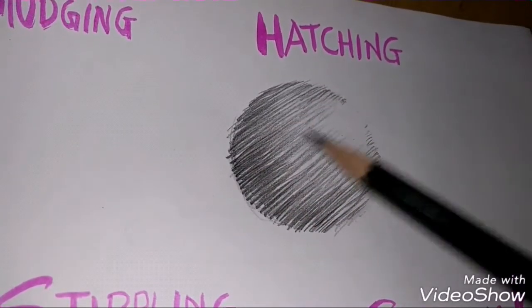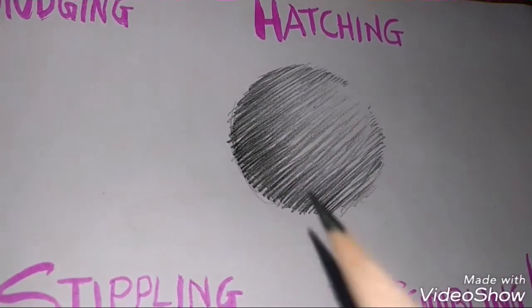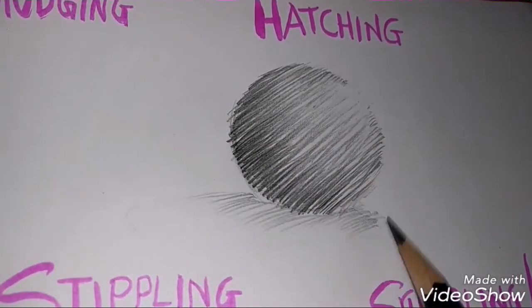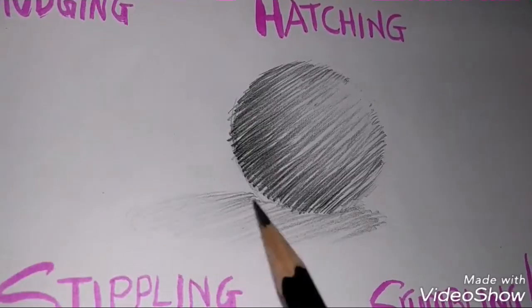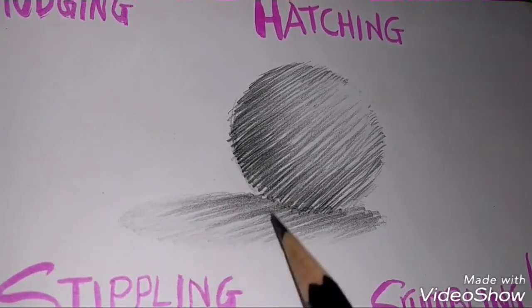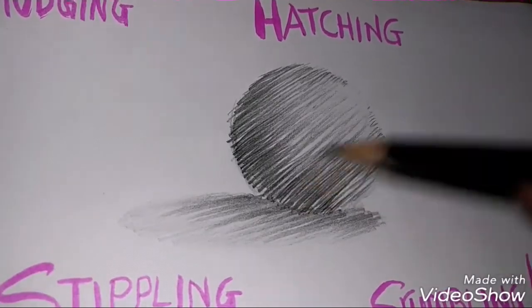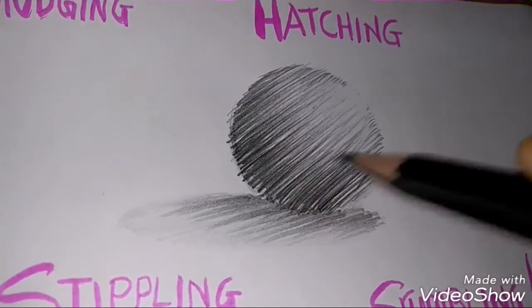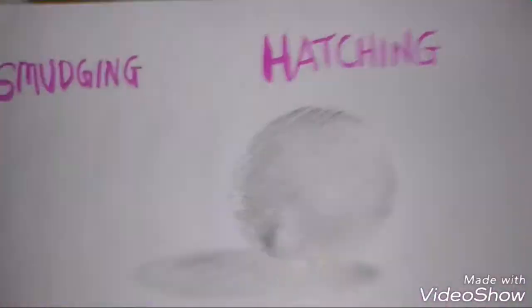The common rule for all the techniques is for darker shades, overlap on the previously done areas, and for lighter shades, release the pressure. So this was the second technique, which is the hatching technique.